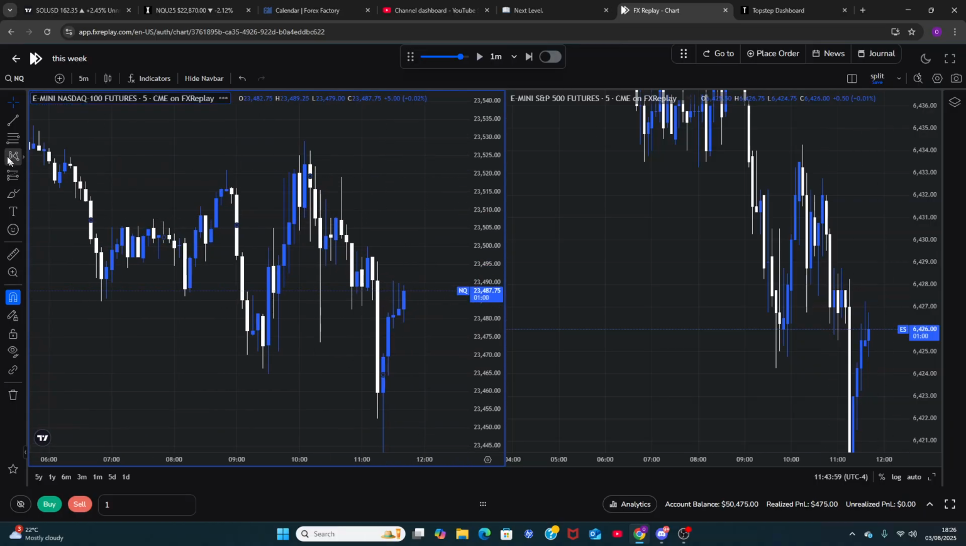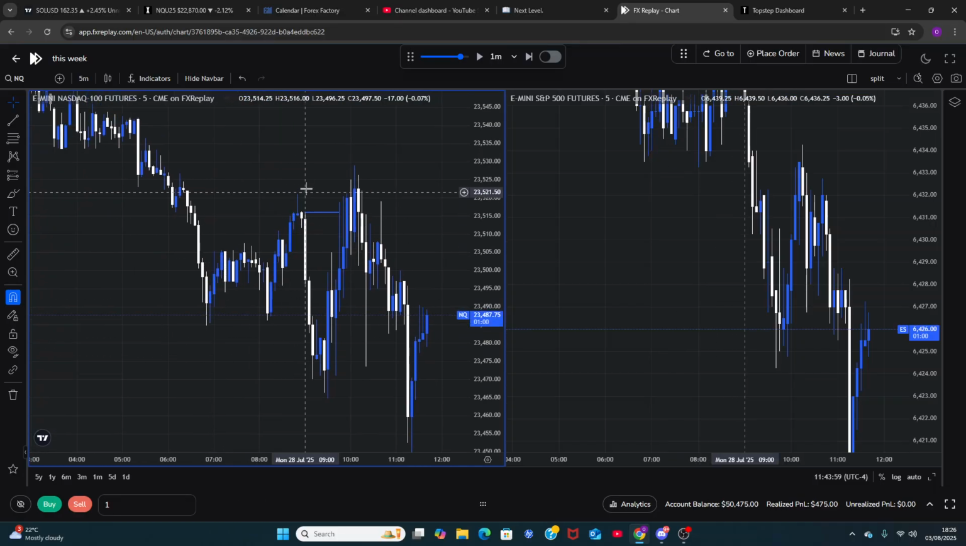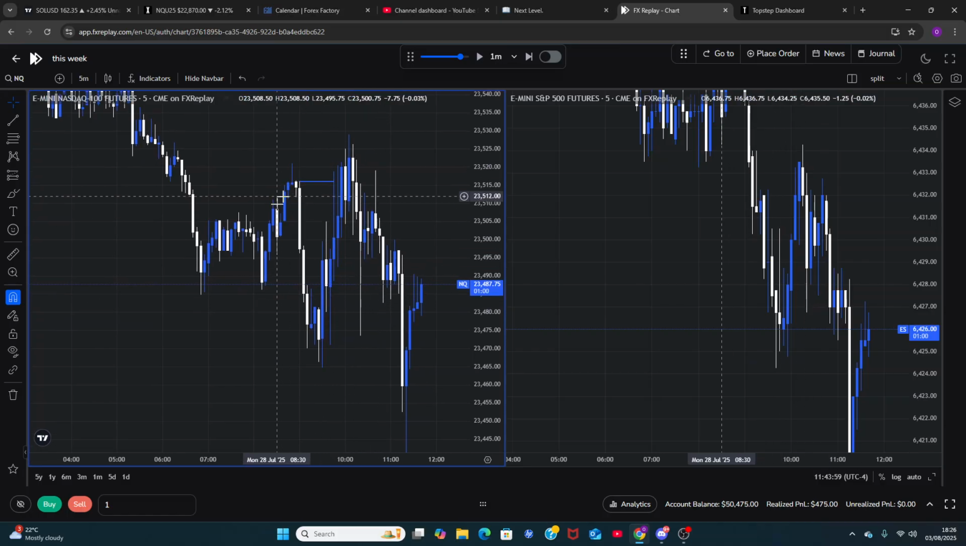What you're talking about is like this. That's not a prominent high. The actual prominent high is here. This is just a random candle. Prominent highs and lows are areas where the market moves up and down from. So it moved down from this, and this moved up. So this is a prominent high.